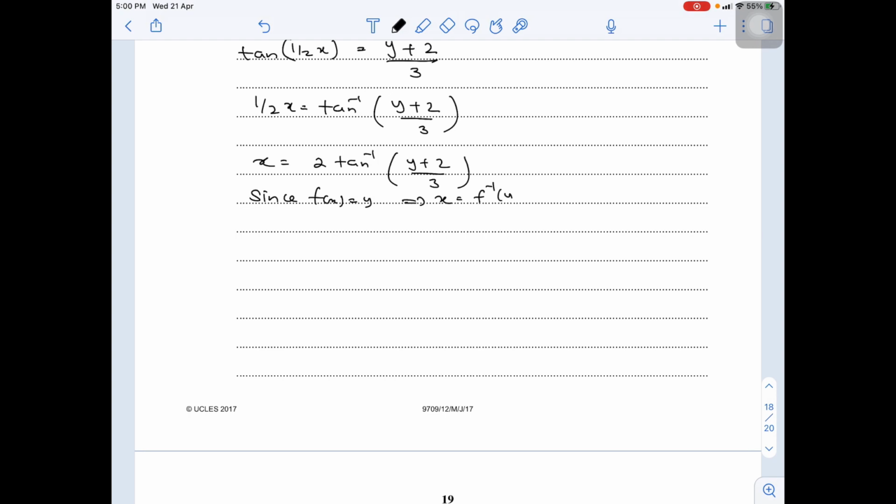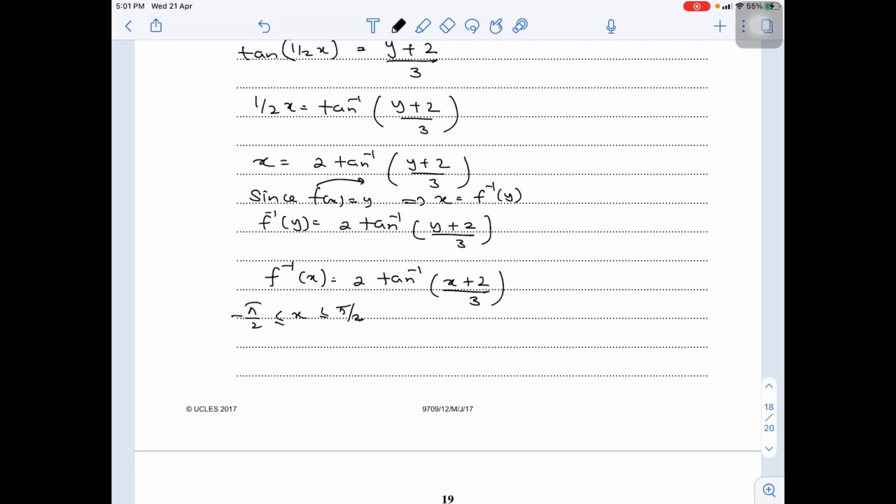Since f(x) equals y, x is f inverse y. I'm sending f to the other side, the function to the other side. So I'm writing f inverse y equals 2 tan inverse of (y plus 2) over 3. So f inverse x is 2 tan inverse of (x plus 2) over 3.